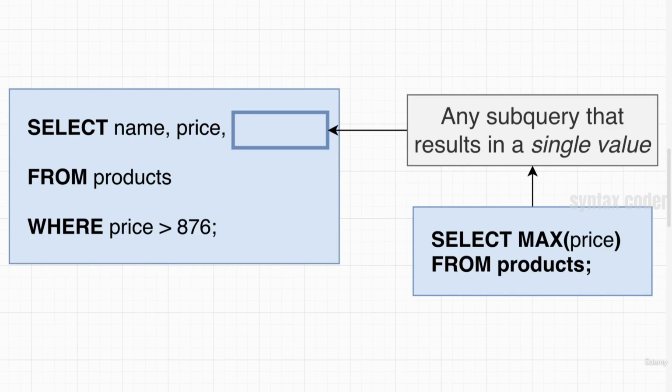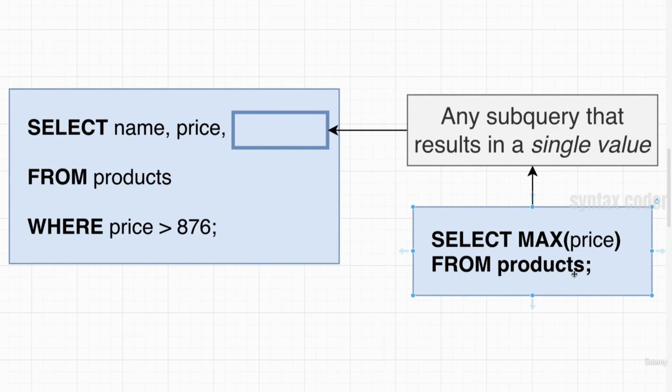So for example, we might write out a subquery inside of here that looks like this. We are trying to select the max price out of our entire table of products. Only one value is going to come back from this subquery. We're asking for the max price, so we're going to get just the max price out of all the price values. Because this subquery returns a single value, we are allowed to insert it into this SELECT statement as a subquery.